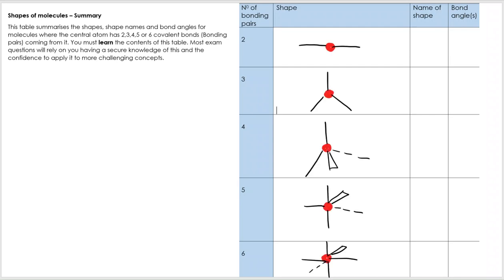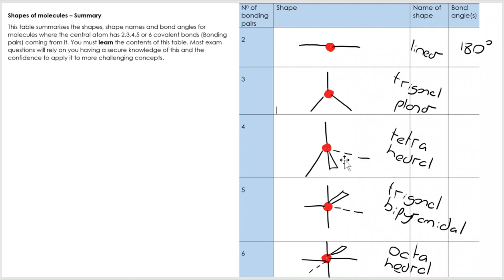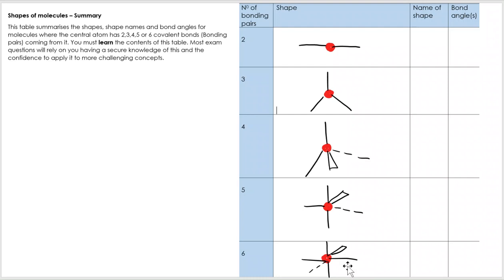I'm going to start by drawing my shapes in. I've got my central atom and you can see with 2 bonding pairs I've got 2 bonds coming away. You can see with my 3 bonding pairs I've got my 3 here, I've got my 4 here. We've got a little bit of a difference with how we're drawing that. Same as we can see here, this is a 3D structure that I'm going to talk about later. And finally, when we get down to 6 bonding pairs, we have the shape that you can see here.